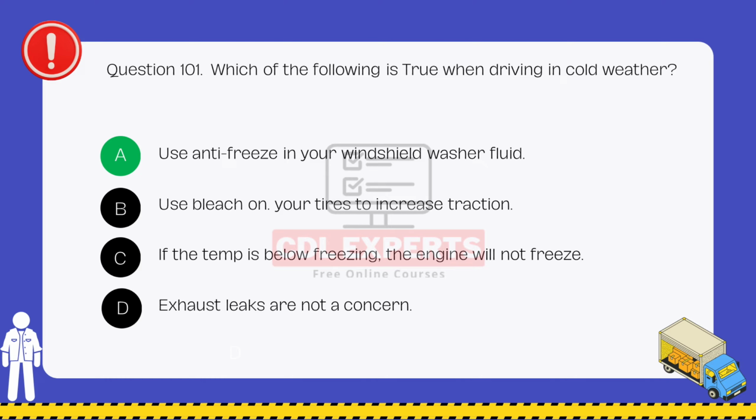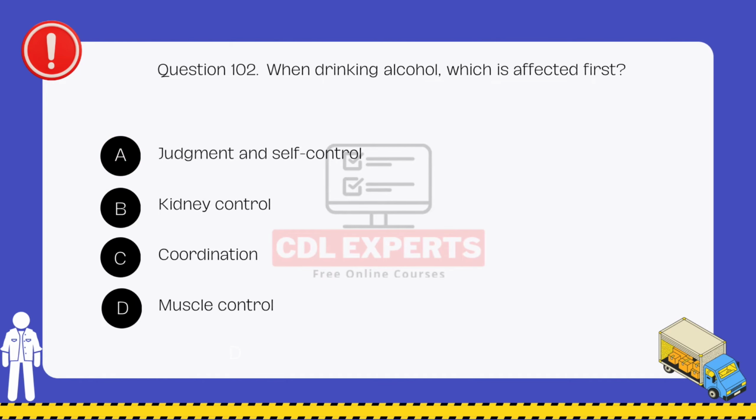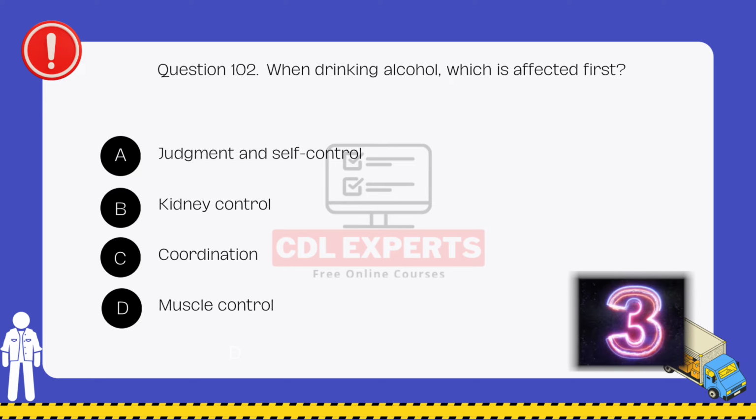The correct option is A. When drinking alcohol, which is affected first? Judgment and self-control, kidney control, coordination, muscle control.